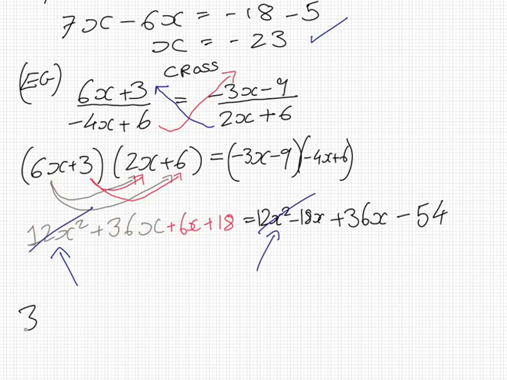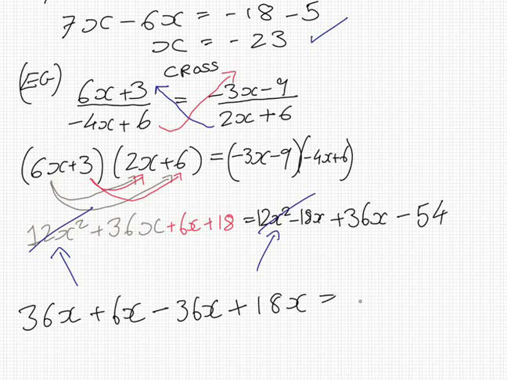Now, I made every question so that this should happen. Okay, so if this didn't happen, it means you made a mistake. So I have 36x plus 6x minus 36x plus 18x equals minus 54 minus 18. So I kept this on the left, this on the left. I took this to the left, became plus. I took this to the left, became minus. Kept that on the right, and then took that to the right.